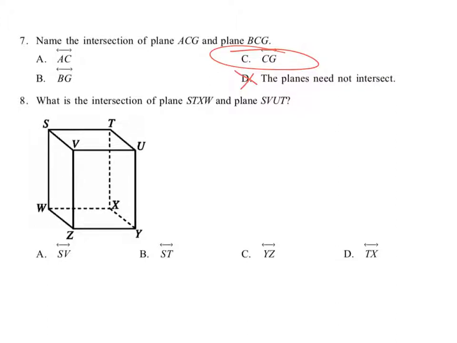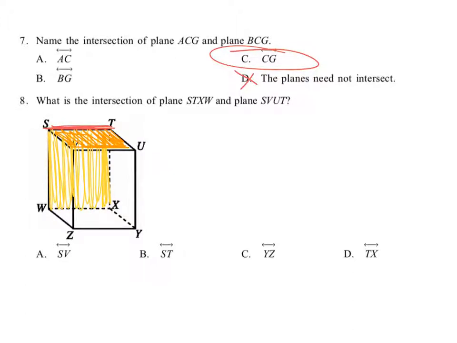Okay, so STXW, that is that plane there in the back. And SVUT, that's this top plane here. But just like last time, we didn't need to highlight this and see that, oh yeah, indeed they are meeting back here at line ST.